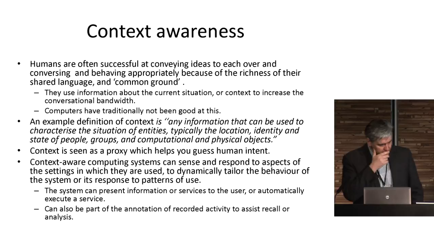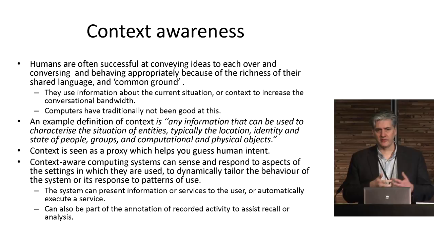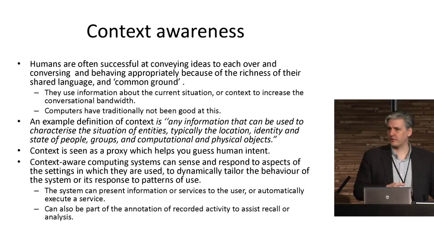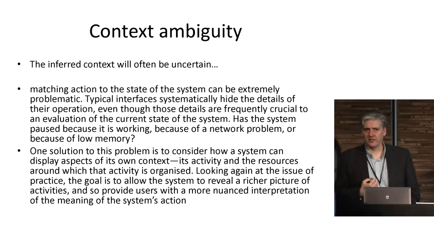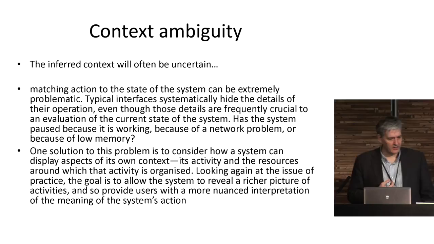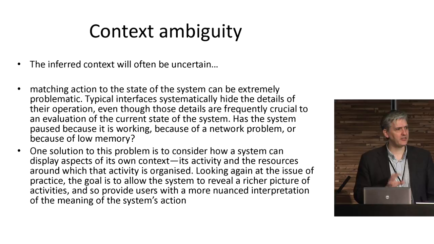Context can also be something that you record. For example, for activity logs, if you take a picture in Iceland, it's also recording the GPS location. It could potentially record the audio around it. It might record who you were with. But for machine learners, what's interesting is that this context is always ambiguous. It's always uncertain. And typically, the current generation of systems hides that uncertainty.